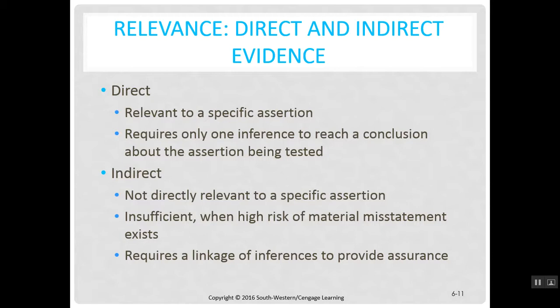So there's direct and indirect evidence. Direct evidence is relevant to the specific assertion, and it requires only one inference to reach a conclusion. So that means that you don't need to connect the dots, okay? It's pretty obvious that it's supporting that account. Indirect evidence is not directly related to that specific assertion, and it requires you to connect some dots to provide assurance.